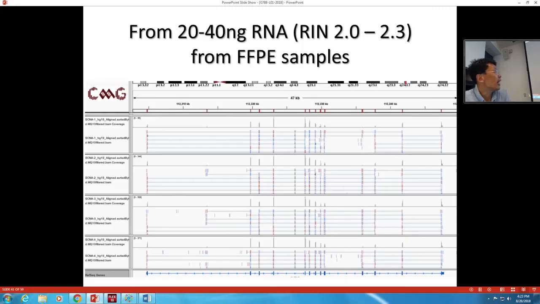So just a few data slides, as you can see that this is based on RNA sample we got from FFPE samples, very much degraded.